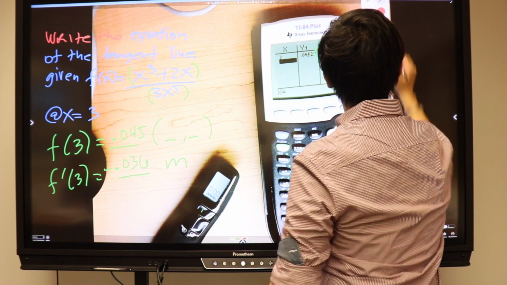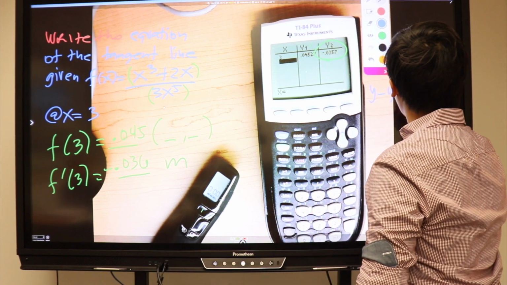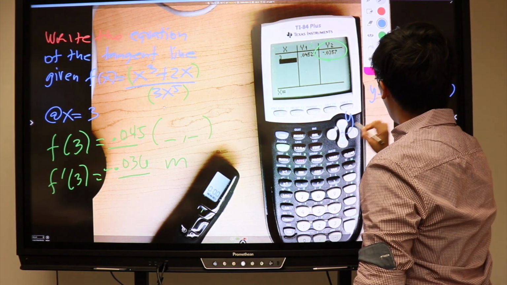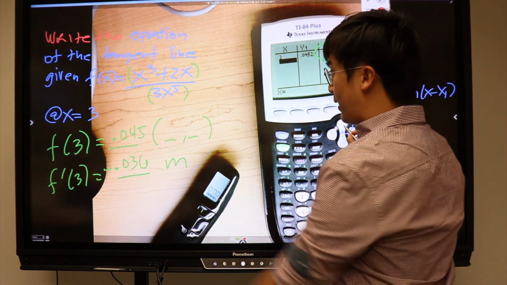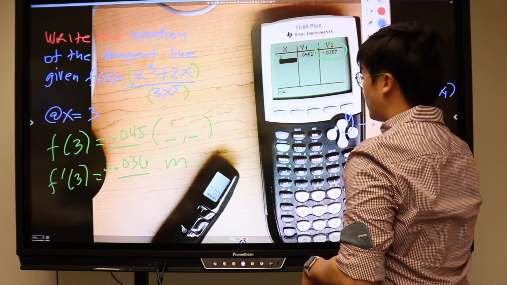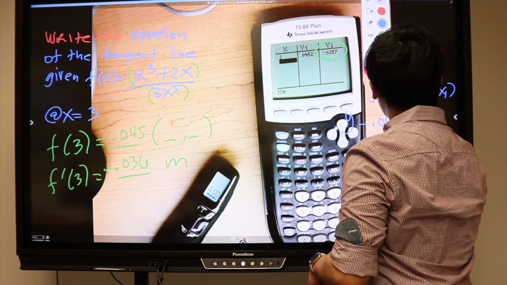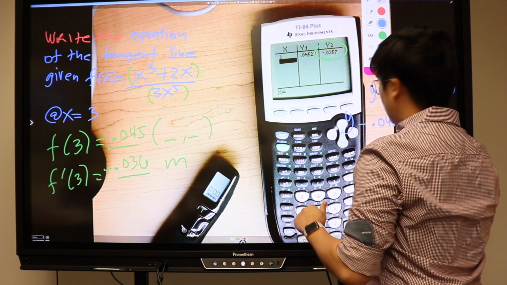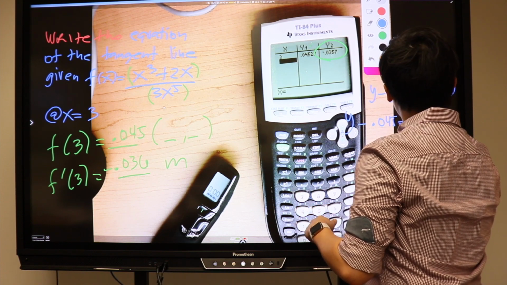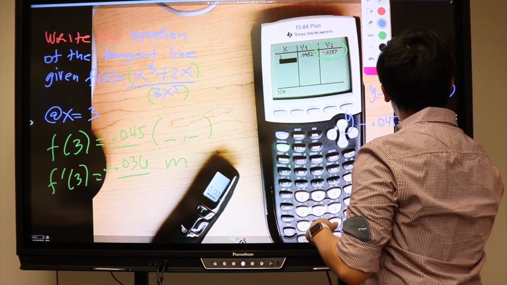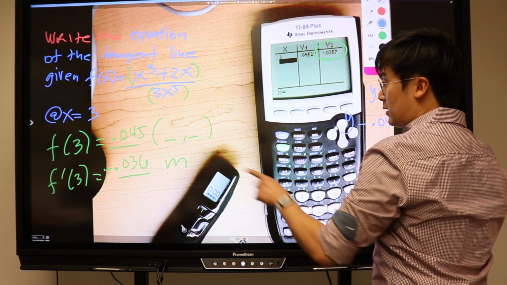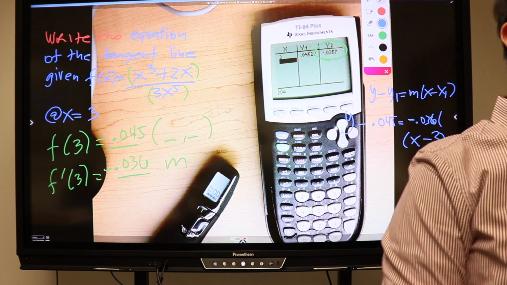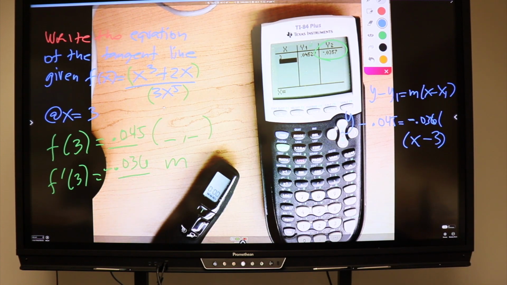So my equation would be y minus y1 equals m times x minus x1. So I'll have y. What's my y? Minus 0.045 equals, what's my m? Negative 0.036, parentheses, x minus 3. And you're done. That is your equation of your tangent line.